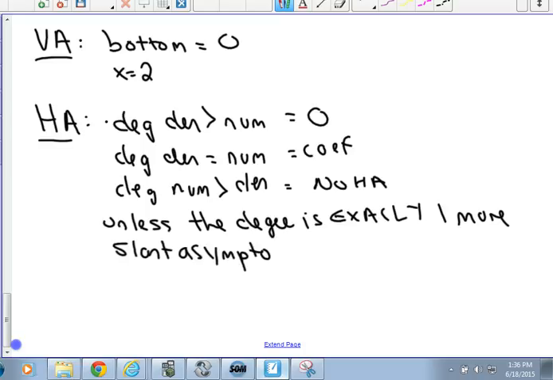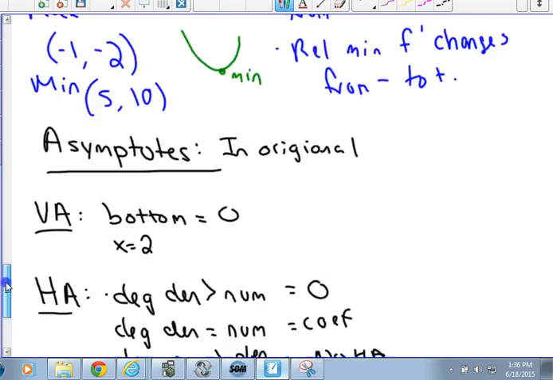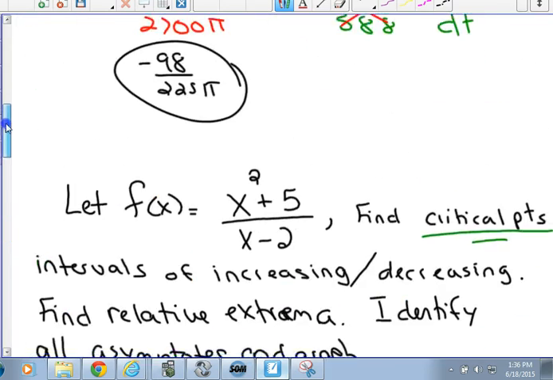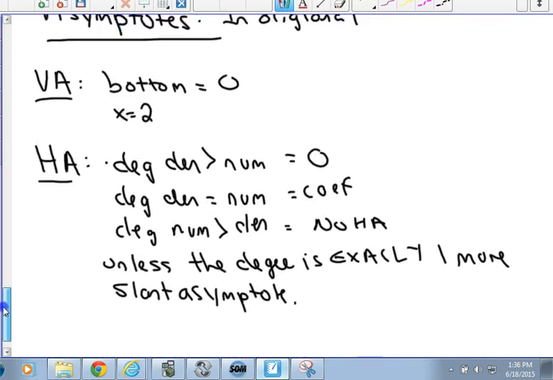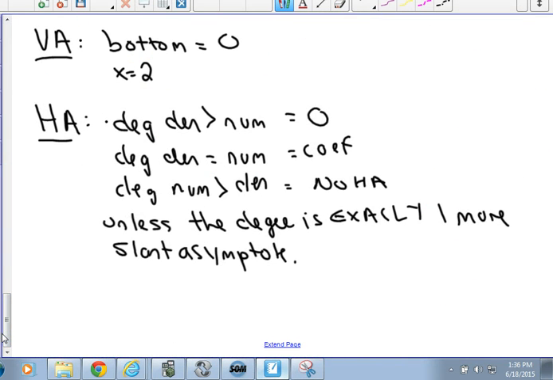Or synthetic if I'm there. So this one has a slant one? Okay, so let's identify this now. We decided that we have a vertical asymptote. For the horizontal asymptote, the degree of the top is exactly one more than the degree of the bottom. So what kind of asymptote do we have? Slant, yeah. Okay, so we have no horizontal asymptote, but we do have a slant.